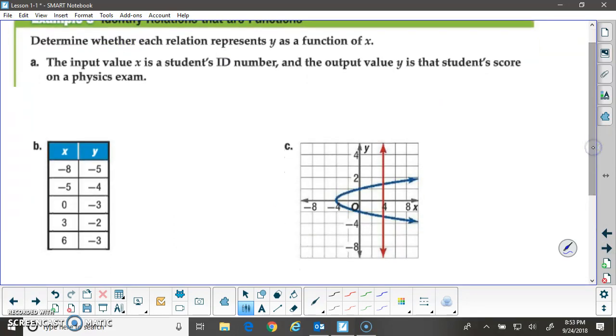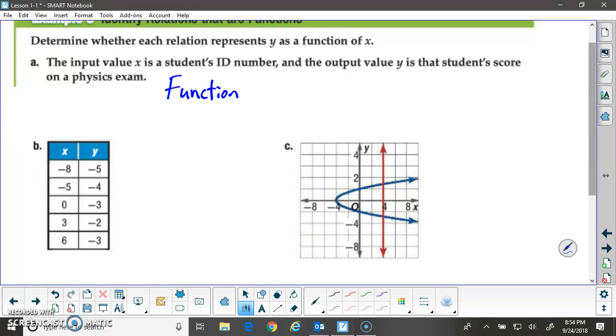Example 3, determine whether each relation represents y as a function of x. So the input value x is a student's ID number, and the output value is the student's score on a physics exam. So if I enter a student's ID number, how many different scores should come up for their physics exam? Only 1. So this does represent a function because if I type in a certain ID, I should be given only one score that they got on the physics exam.